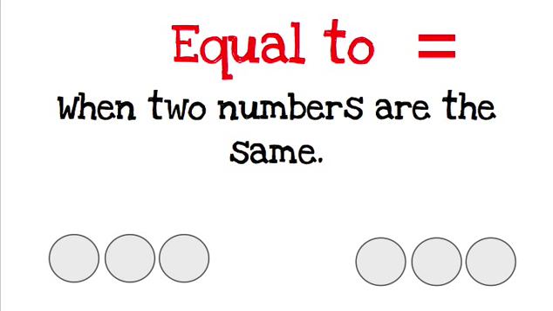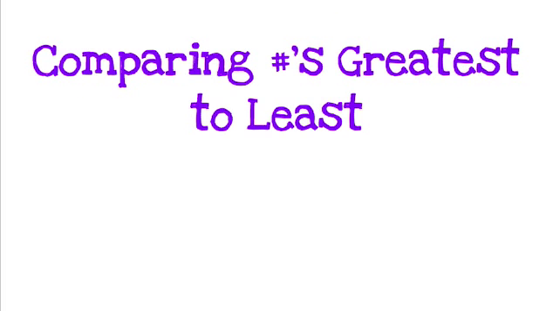Equal to means when two numbers are the same. So 3 is equal to 3. We're going to compare numbers greatest to least.